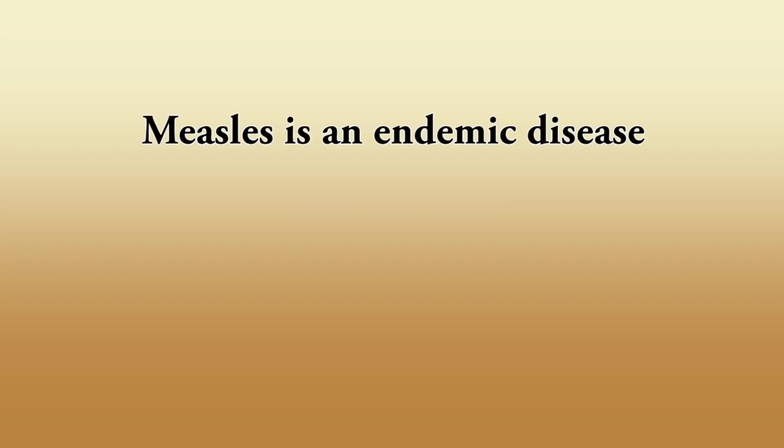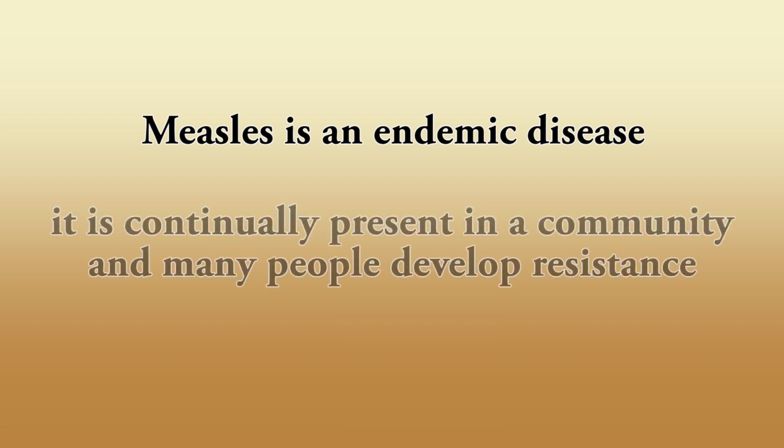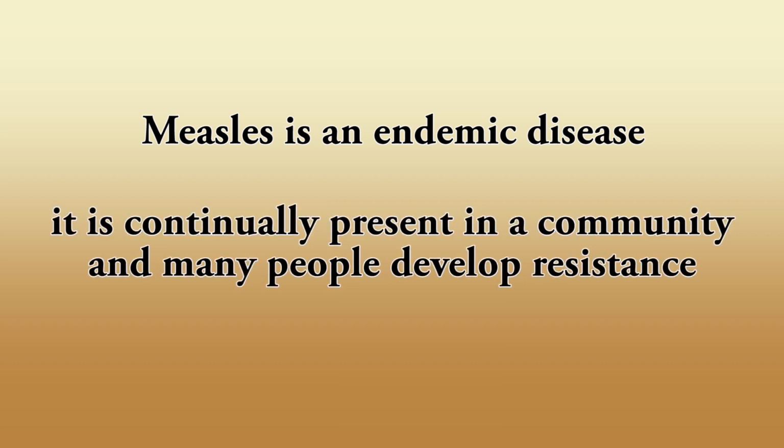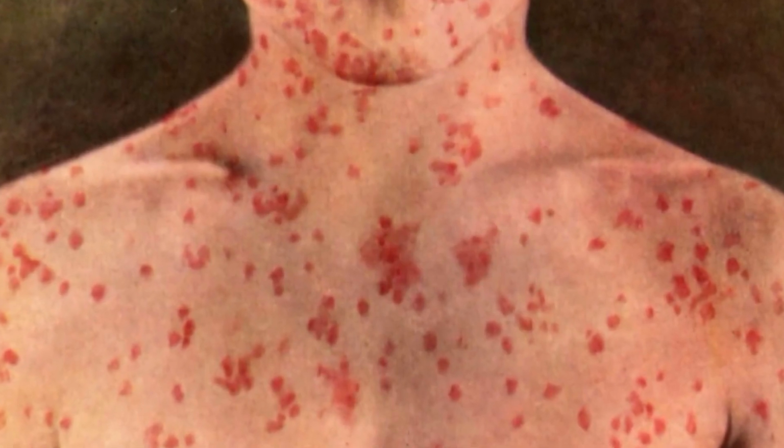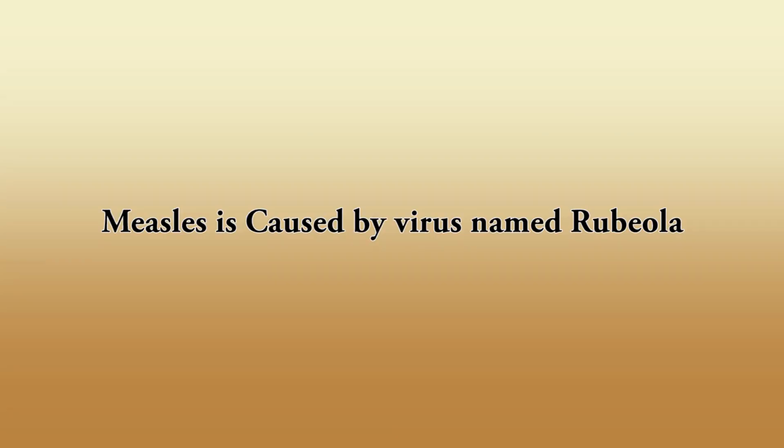Measles is an endemic disease, meaning it is continually present in a community and many people develop resistance. However, if measles enters an area where the people have never been exposed, the result can be devastating. Measles is caused by a virus named rubella.